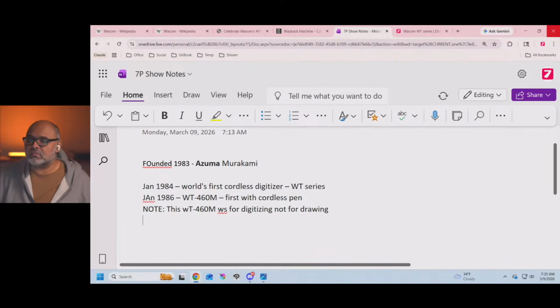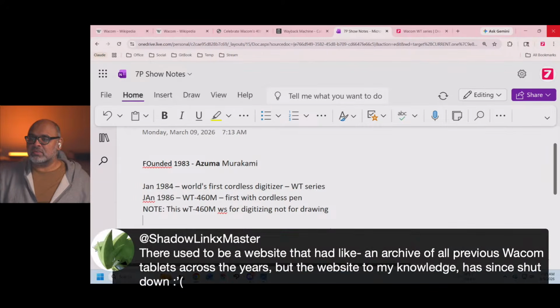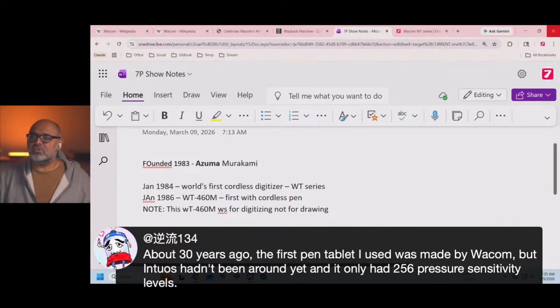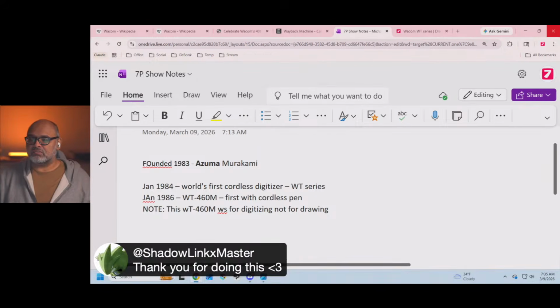Oh, Shadow Link Master. There used to be a website that had an archive of all previous Wacom tablets across the years. Oh gosh, do you still have the URL, even if it's not working? I'd like to see it. Let's see. About 30 years ago, the first pen tablet I used was made by Wacom, but Intuos hadn't been around yet. It only had 256 pressures. I think we're going to get to that very soon. Oh, thank you, Shadow Link Master. I appreciate the comment.